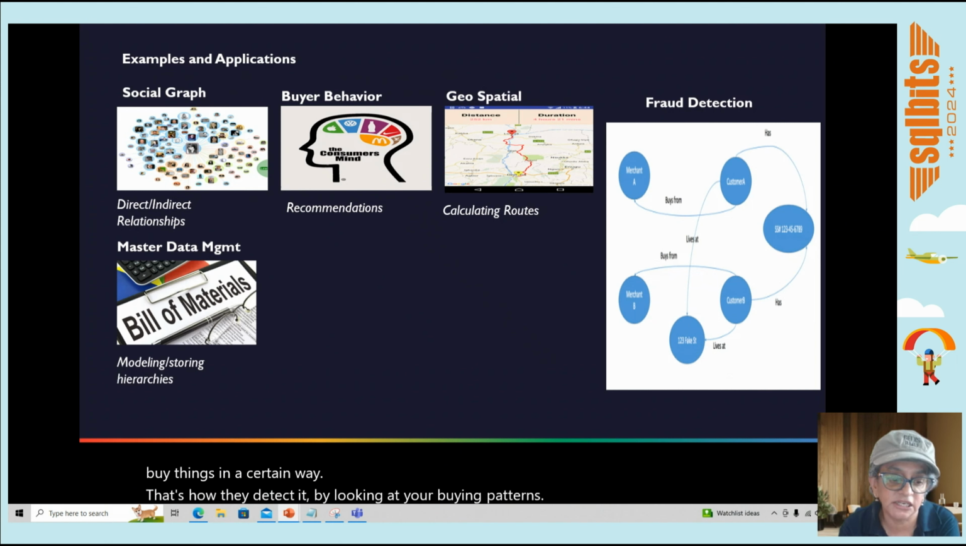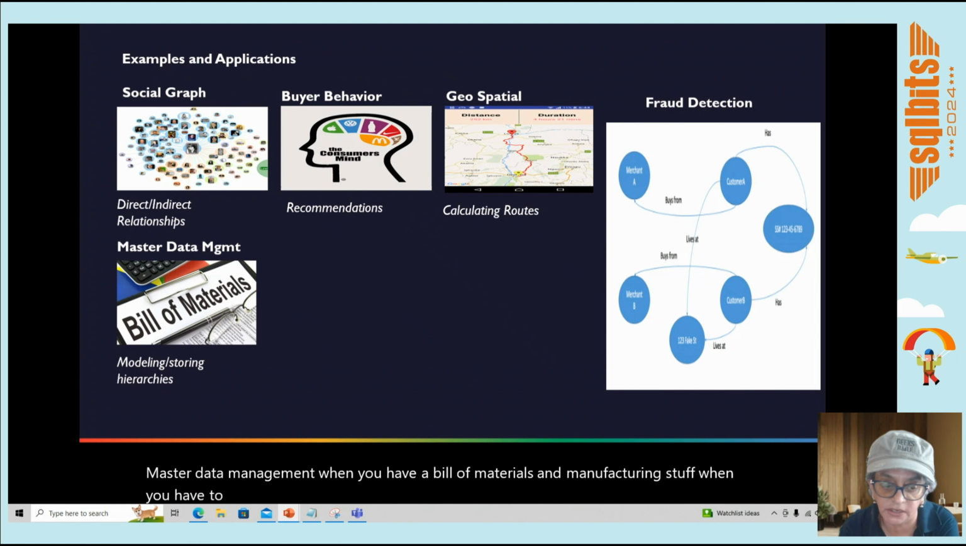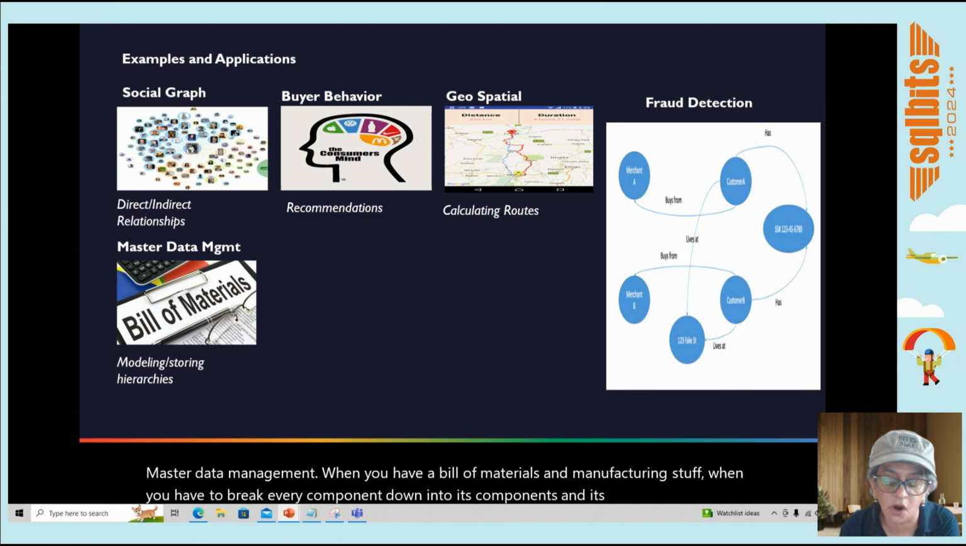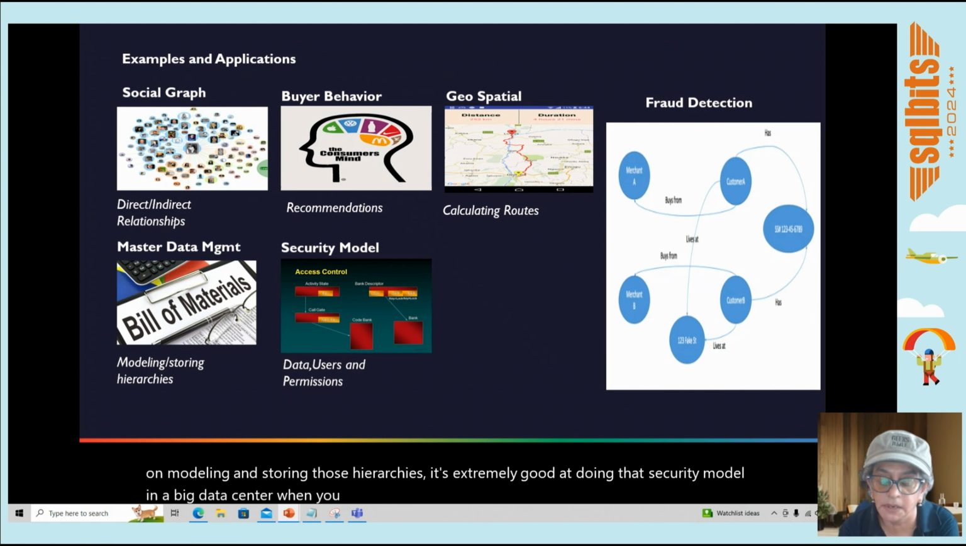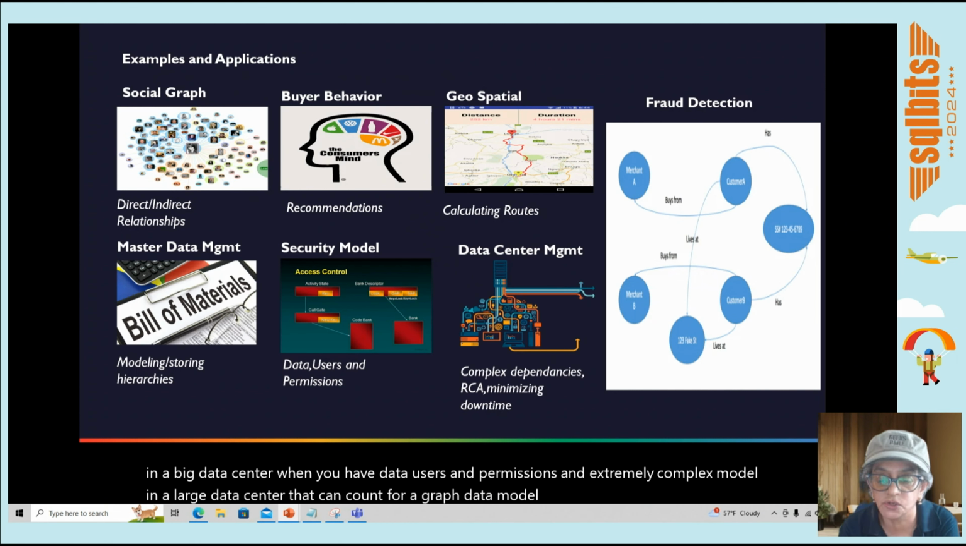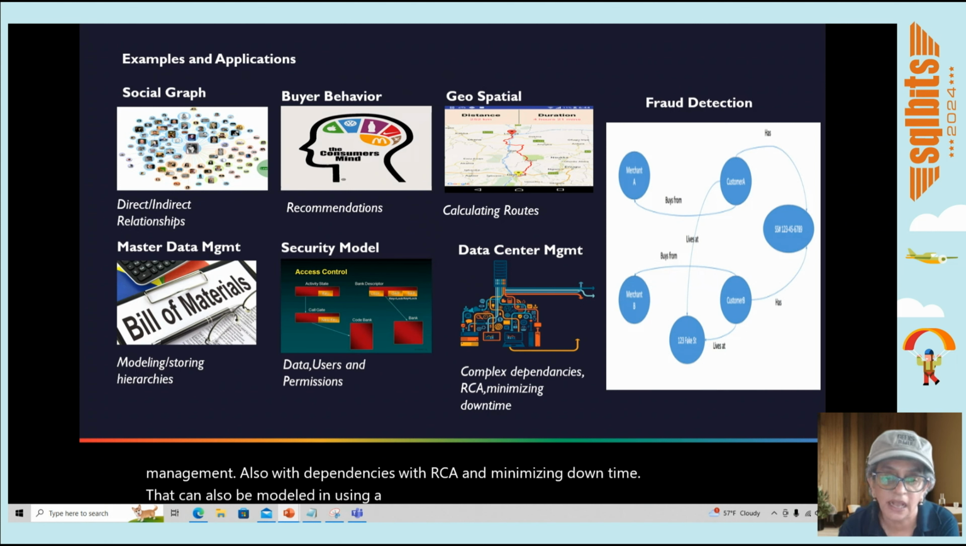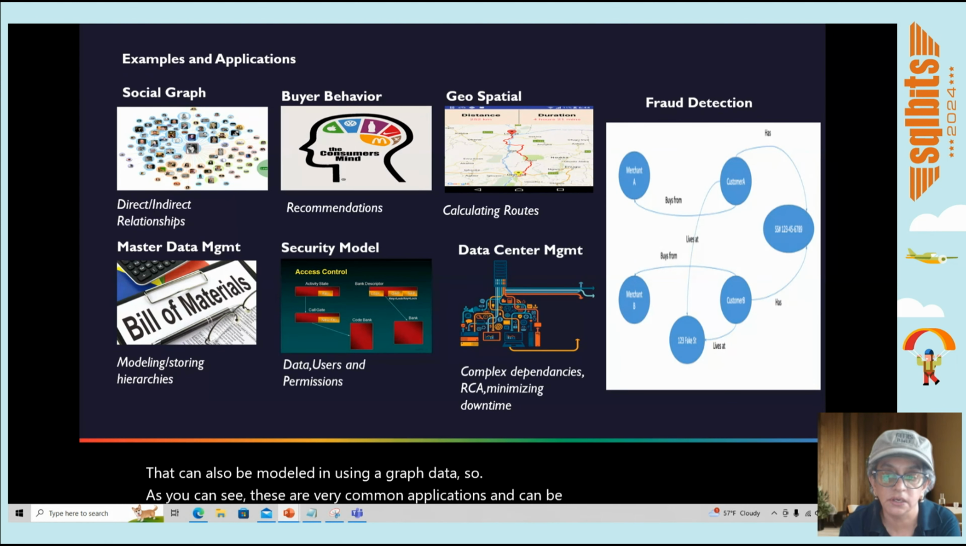Master data management, when you have a bill of materials and manufacturing stuff, when you have to break every component down into its components and its components and so on, modeling and storing those hierarchies, it's extremely good at doing that. Security model in a big data center, when you have data users and permissions, an extremely complex model in a large data center, that can count for a graph data model. And data center management also with dependencies with RCA and minimizing downtime, that can also be modeled using graph data. So as you can see, these are very common applications and can be extremely useful to learn.